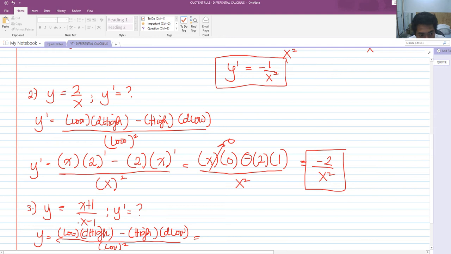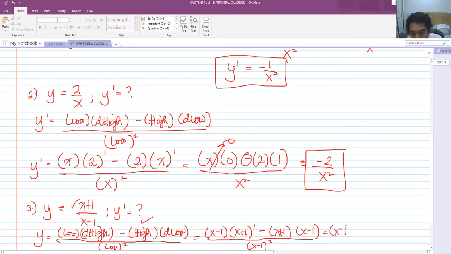So let's try. What is the low? The denominator is x minus 1. So we have x minus 1. Then the derivative of high is x plus 1 prime, minus we have high, x plus 1, that's the numerator, multiplied by the derivative of low, that's x minus 1, all over low squared, which is x minus 1 squared. So we have x minus 1 multiplied by the derivative of x plus 1, that is 1. Then we have minus x plus 1 multiplied by the derivative of x minus 1, that is 1. All over x minus 1 squared.